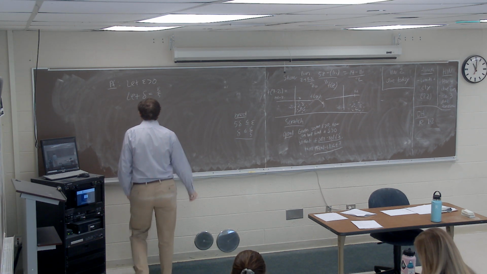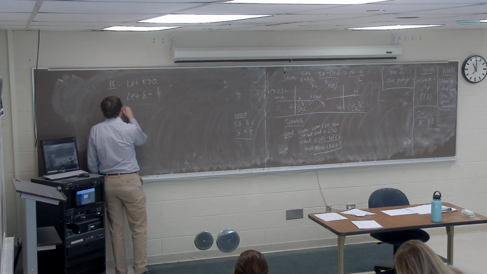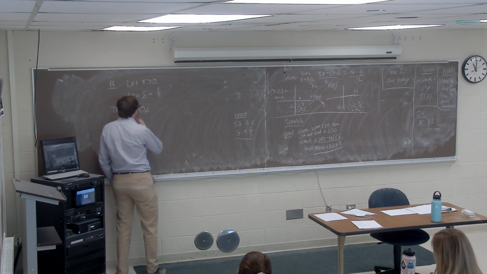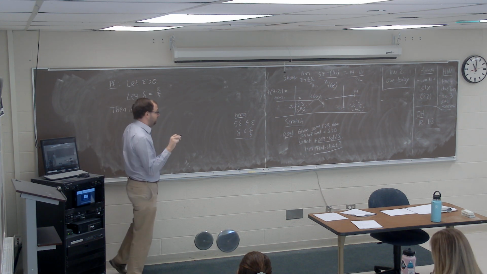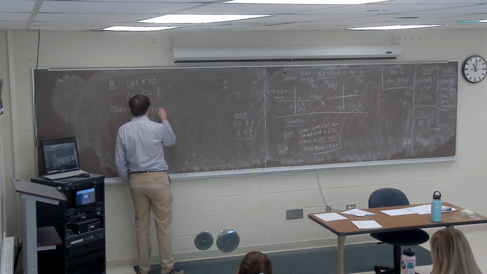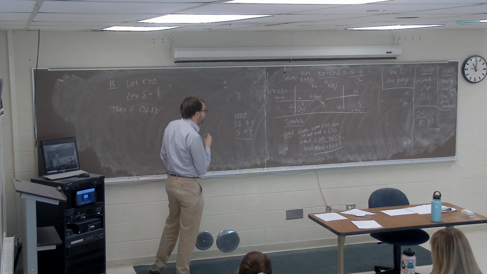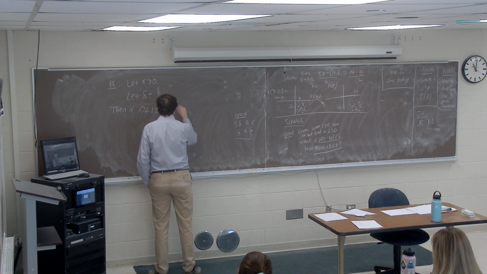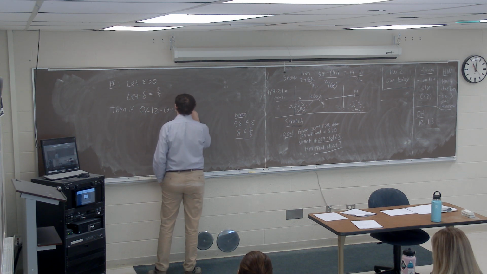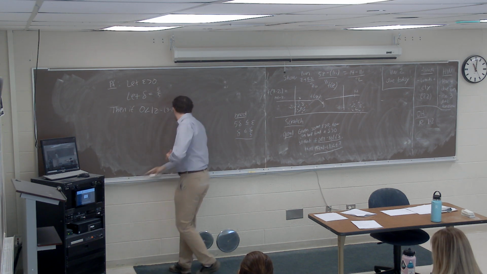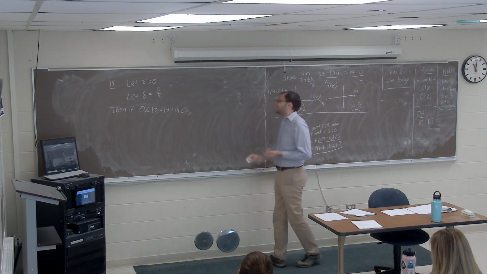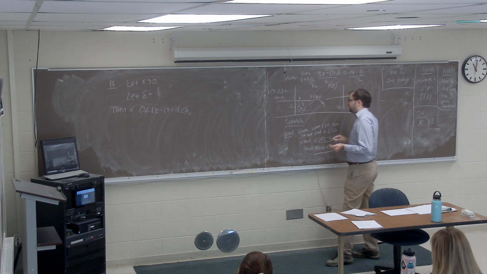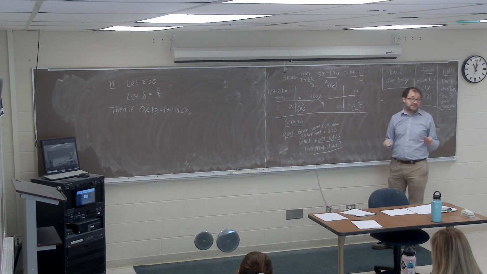And then what we need is if the distance from z to z naught is between 0 and delta, which is equivalent to saying the distance from z to 3 minus 2i is between 0 and delta, we want to be able to show that the distance from f of z to L is less than epsilon.